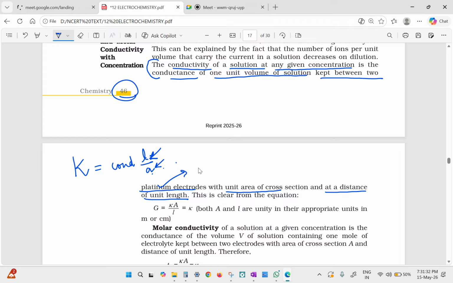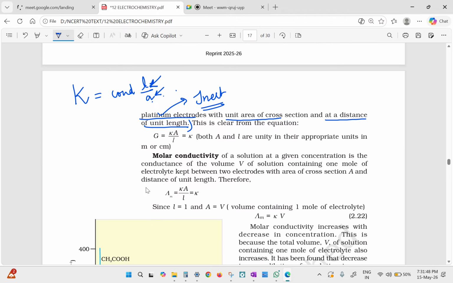Why platinum? Platinum is an inert electrode. It will not participate in the reactions. The solution will not undergo any reaction with platinum. This becomes the definition. Don't change a single word of this definition. And one more definition that we will study in the next class is the molar conductivity, which is slightly different from the conductivity.